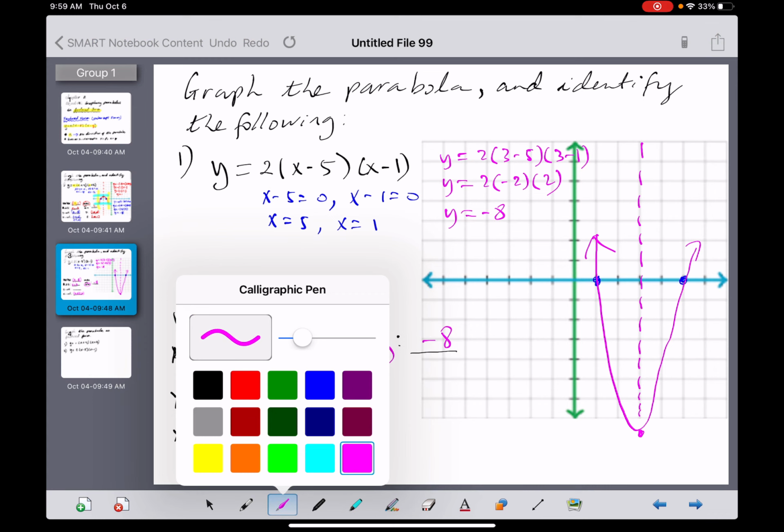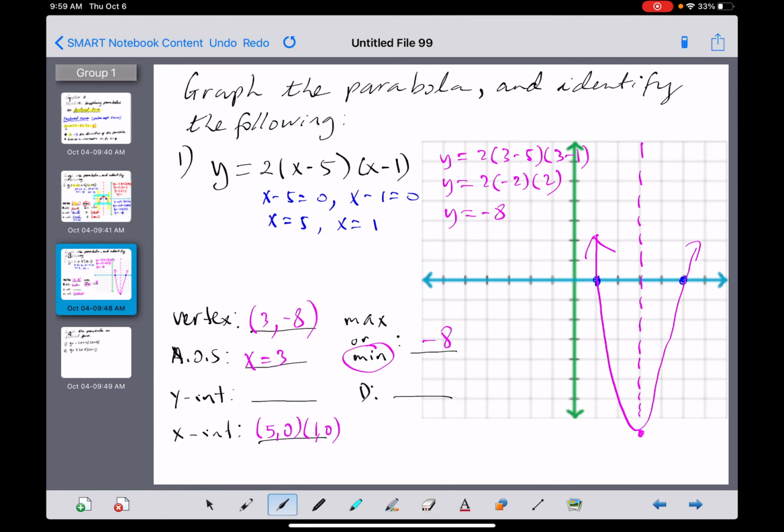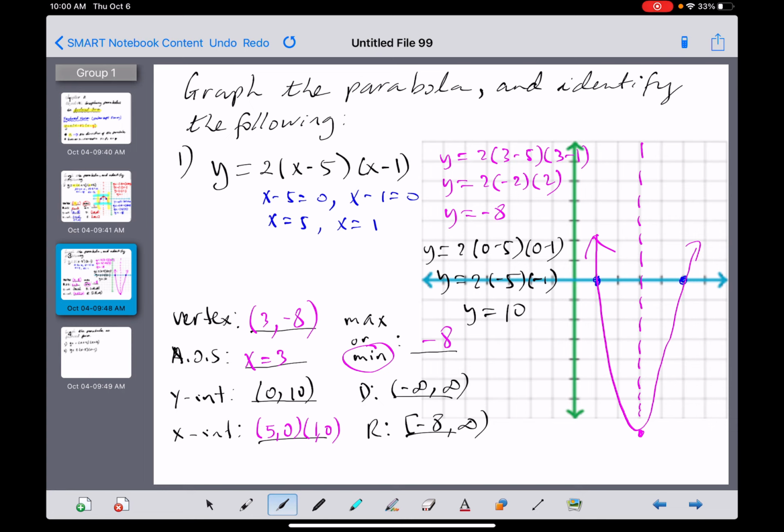I forgot domain and range on this one. The domain is negative infinity to positive infinity, and the range is from negative 8 to positive infinity. And the y-intercept: the rule is let x be 0. So 2 times (0 minus 5) times (0 minus 1). If you multiply it out correctly, you should get 10. So the y-intercept is (0, 10). And that's how you do number 2. Have fun with the homework.